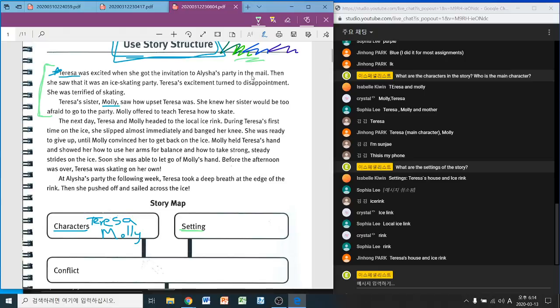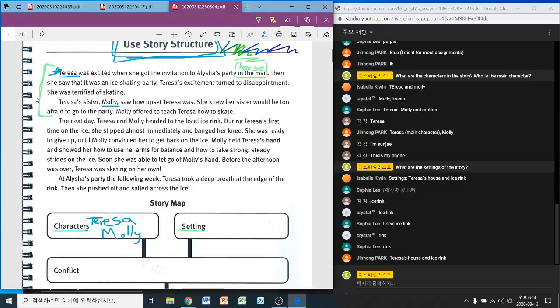But we see she got it in the mail, right? In the mail, we know that then that's a house. Your mail comes to your house. Okay? So this is all Teresa's house.